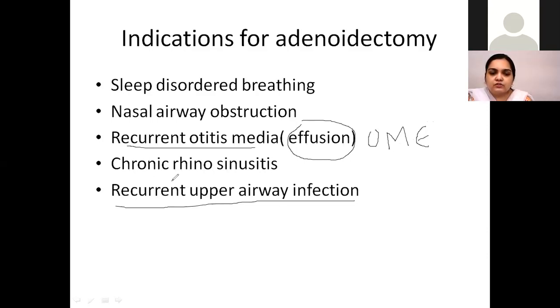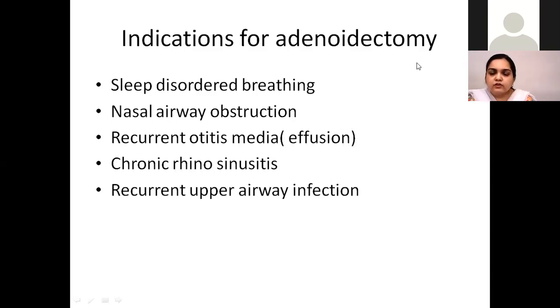Recurrent ear infection, rhinosinusitis. To exclude this, in the investigation we also did the paranasal CT scan. Otitis media effusion is the most common indication. Upper airway infection, persistent cough, the patient is unable to sleep. This is the most common indication. Yes, we have to remove the adenoids at that time. An approach we already discussed.